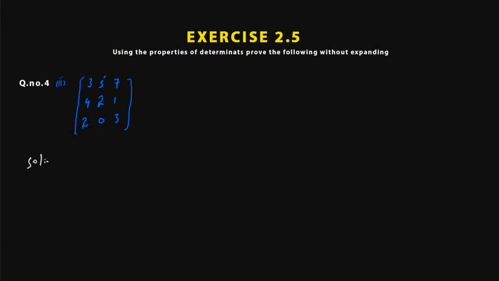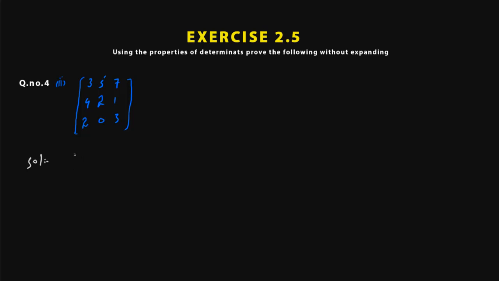And in this question we are going to find the inverse of the following matrices, and let's see what we have in this question, and we are going to start right now. Now we have in this question 3 5 7 in the first row, 4 2 1 in the second row, and in the third row we have 2 0 and 3.